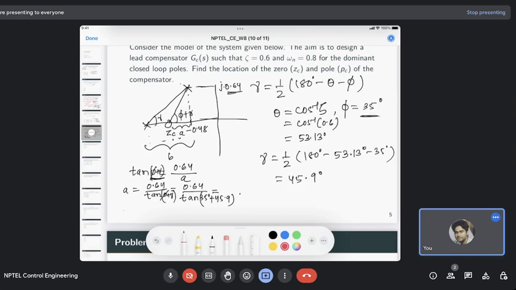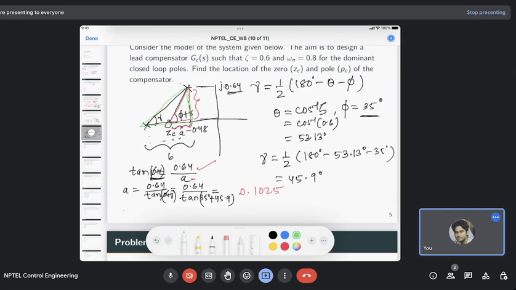So now we consider this red color triangle. So then we see that tan of phi plus gamma will be this height by A. This is what we have written here. So again, we just compute this. From this A is unknown, phi and gamma are known, so we can compute A, and this is 35, so 0.64 by tan of 35 plus 45.9 degree, so it's equal to 0.1025.